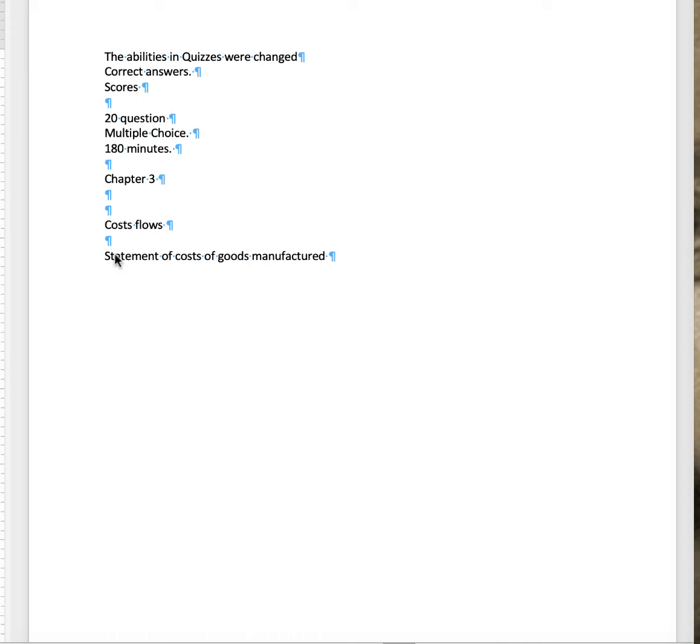So if you know the cost flows, you know how to calculate over or underapplied manufacturing overhead, you're good. You know the cost flows and you know how to do the statement of cost of goods manufactured, you're good.